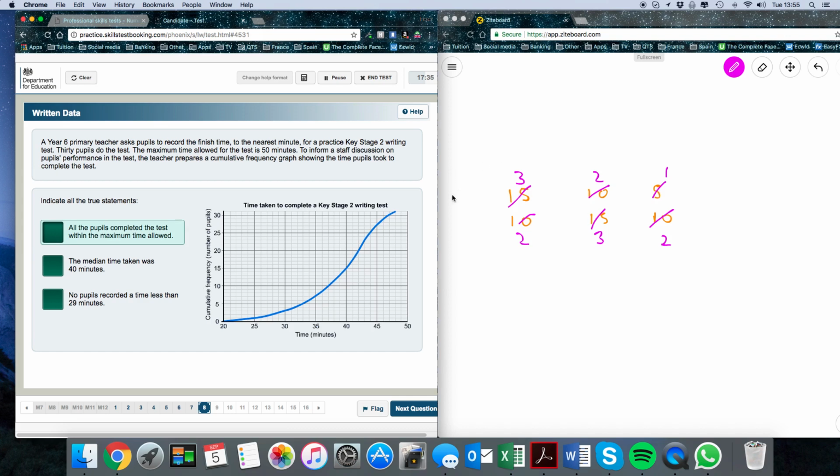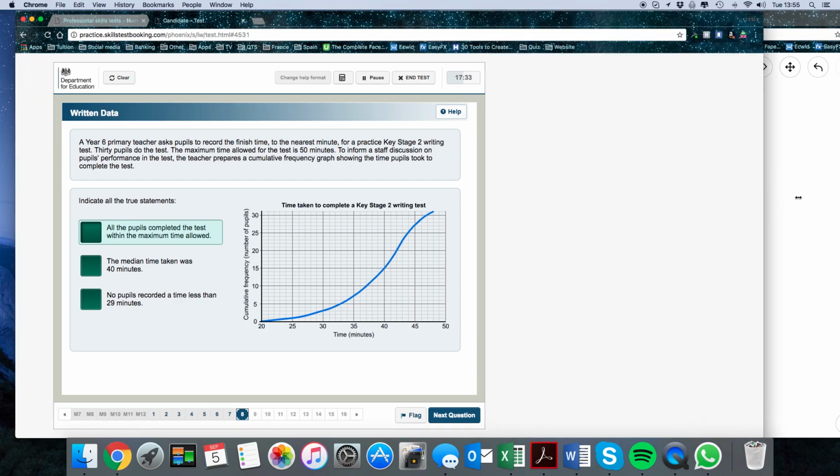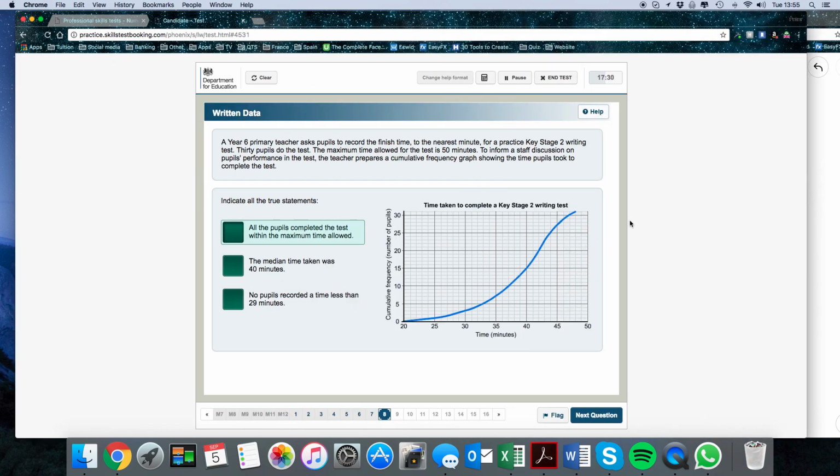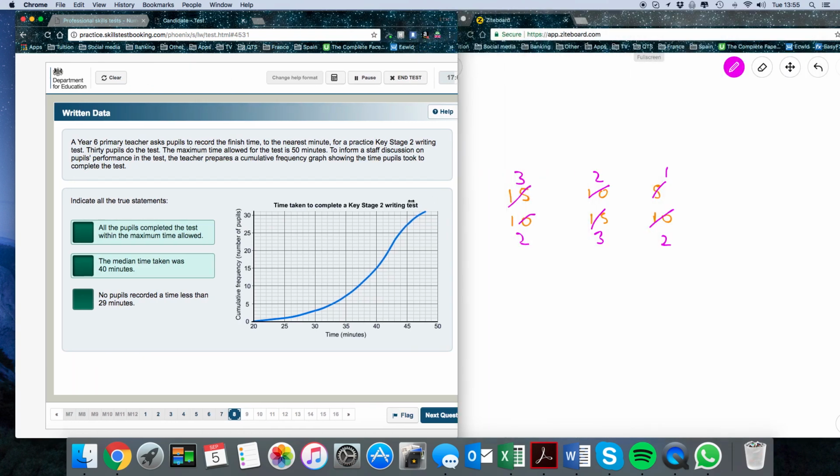Median. Again, there are some errors in the DfE tests. This blue line makes it look as if there's about 31 pupils. I think it's an error. I'm not really sure. I think we should presume that this is 30 pupils, and half of 30 is 15. You come across from 15 and then down, and it's 40. This is true. There's a mistake there. The line's not been drawn very well at all, I'm afraid.